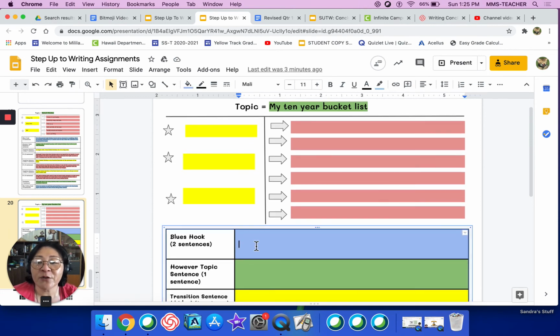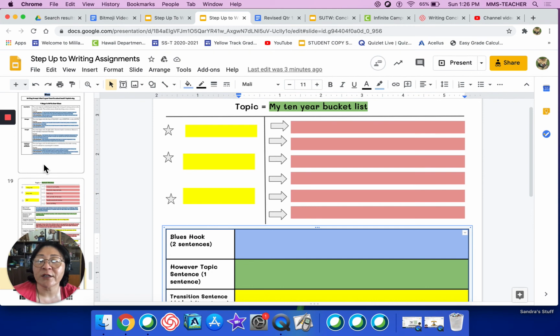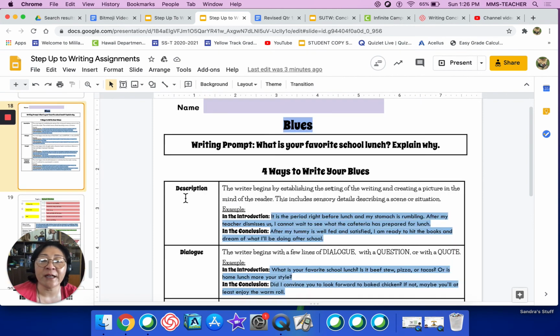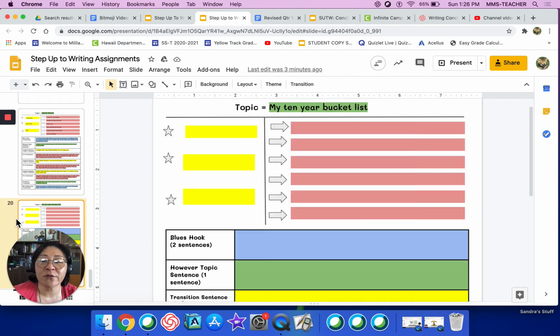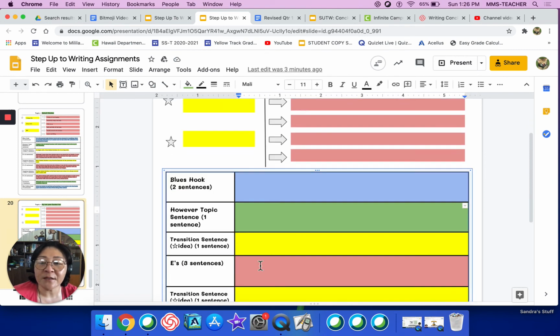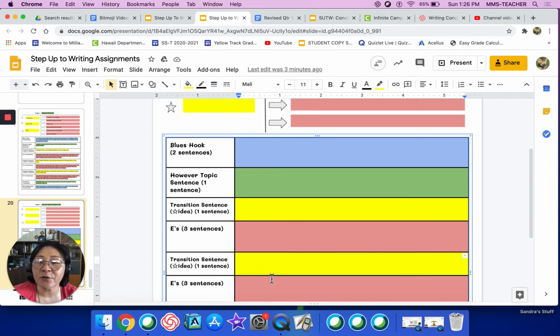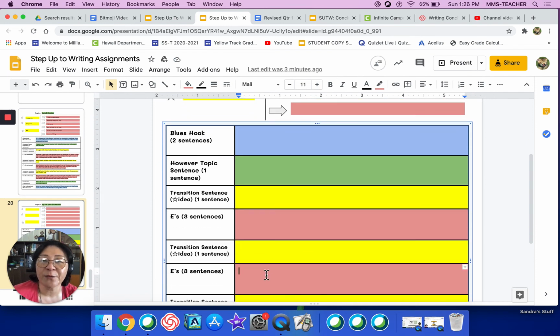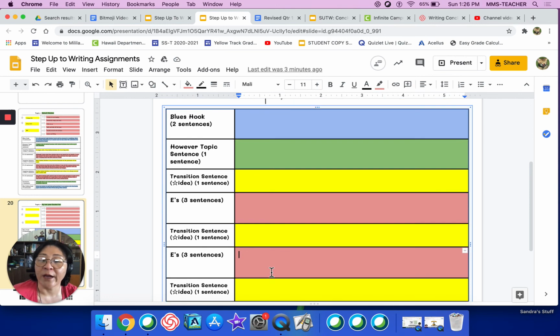Today you're going to come up with your own blue, the hook for the introduction, and it needs to be 2 sentences. So what you can do is you can look at the examples on slide 18 to help you and just make sure it fits the topic that you're talking about, your 10-year bucket list. And all of the rest of this, all you have to do is copy it from your previous slides. You don't have to change anything. I mean, unless you want to revise it or edit it, you can.